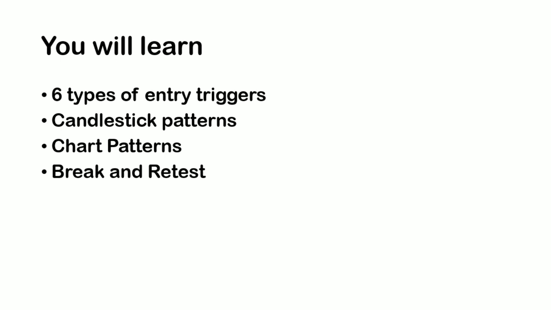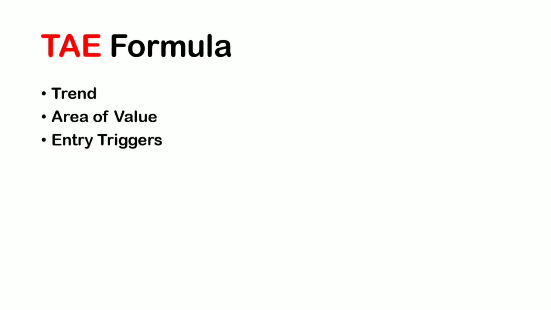And I'm going to show you how to do this correctly, right? First of all, the correct way of using these entry triggers is using what is called the TAE formula. The T is meant for trend, A is for the area of value, and E is for the entry trigger. So for you to enter into the market with these entry triggers, you first need to understand the trend of the market, the area of value of the market, and also what the entry triggers are. The entry triggers are what I'm going to teach you in this video.